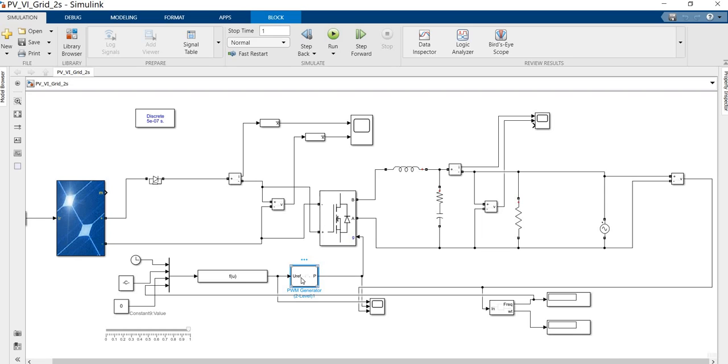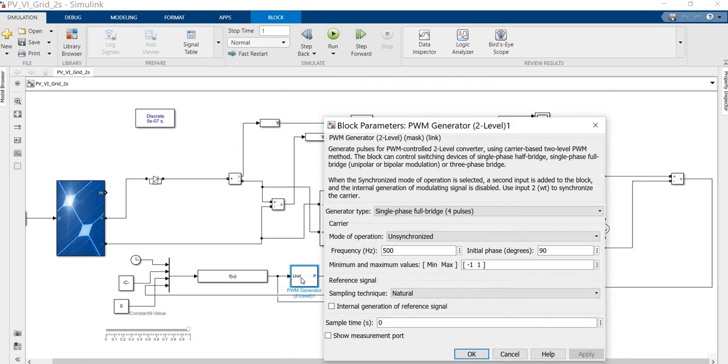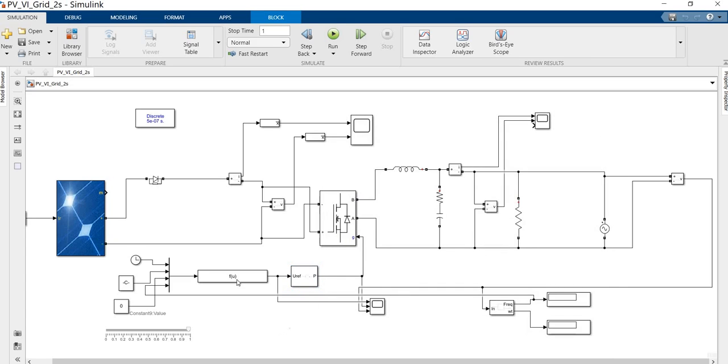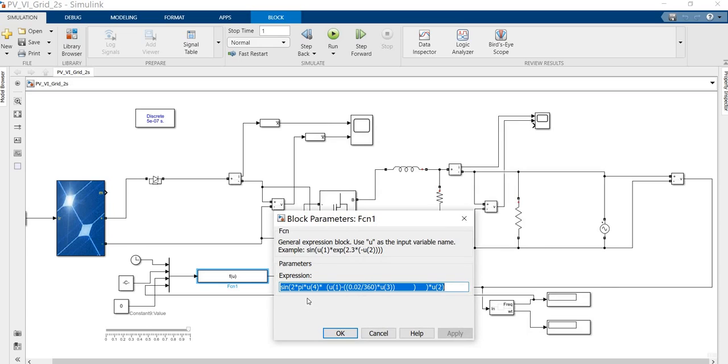So this block is a sine PWM generator, sine wave pulse width modulation for a single phase full bridge inverter. This is the carrier frequency, and I am simply giving 500 hertz. So this is a 50 hertz system, and here this will produce the sine wave. How did I obtain these values?